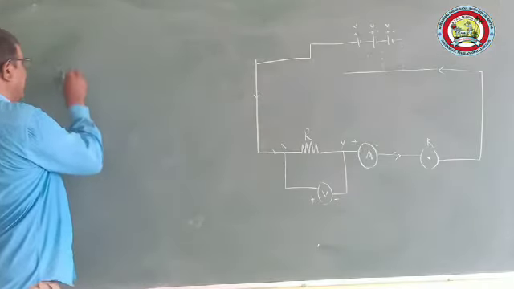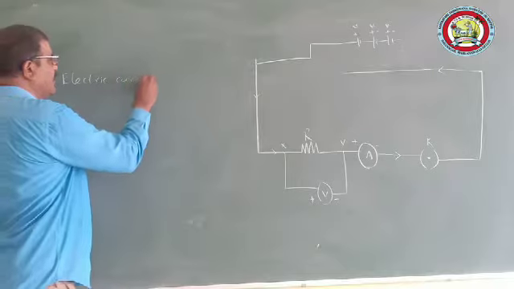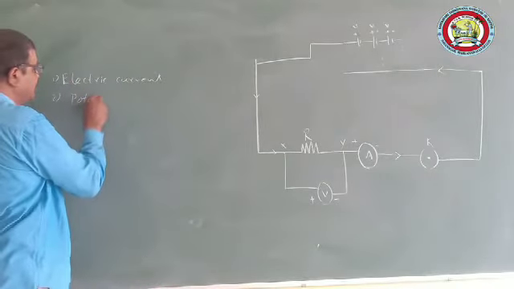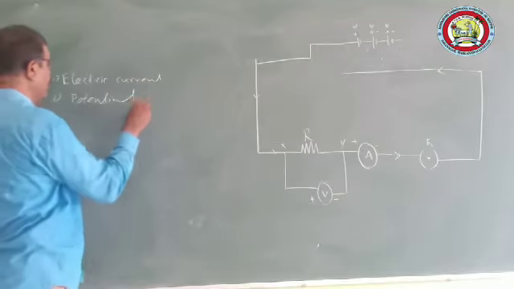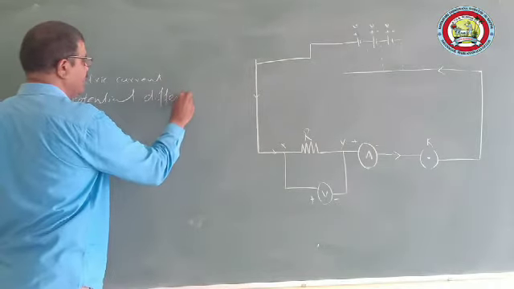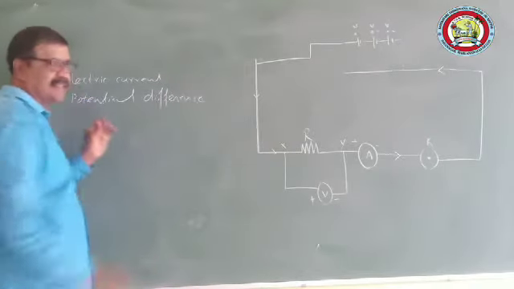Once again, I will revise a bit about what electric current is. Then the next quantity we learned is potential difference. These are the two quantities we learned yesterday.